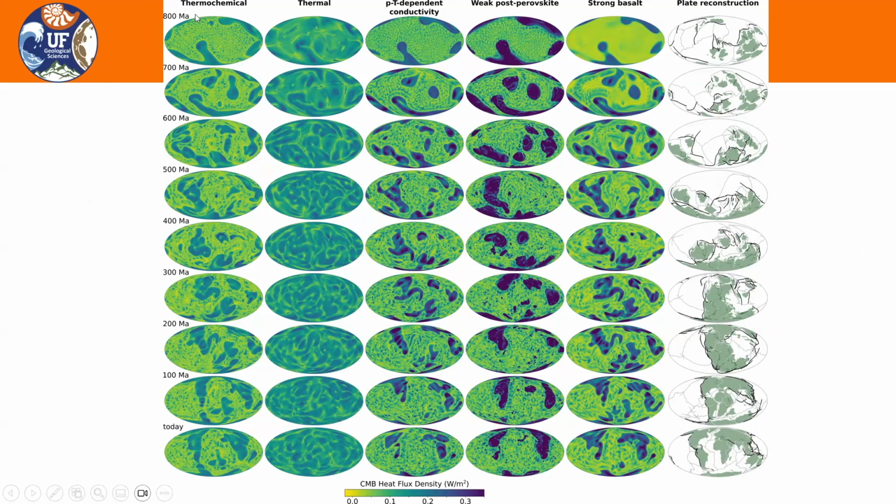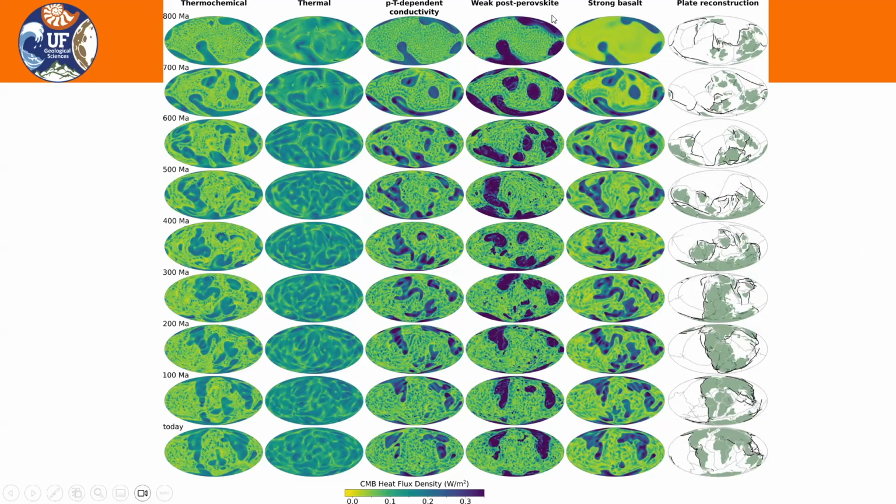So the first 2 models are the thermochemical and the thermal model. These have been run with a constant thermal conductivity of 4.7 watts per meter Kelvin, and a thermal conductivity profile from Tosi et al. for the region above 660 kilometers, and Stackhouse et al. for the regions below. The other 3 models have been run with pressure and temperature dependent conductivity, and for the 2 models on the right, we have added additional rheologic complexities.